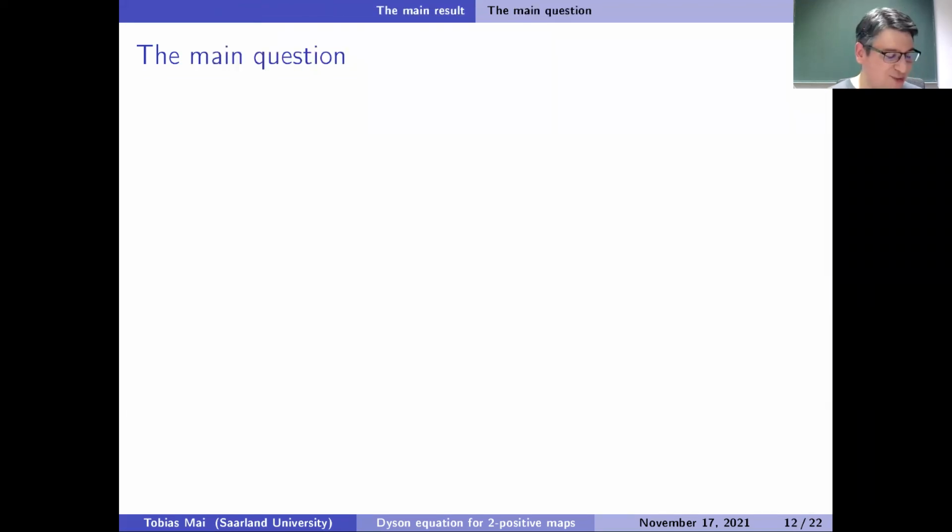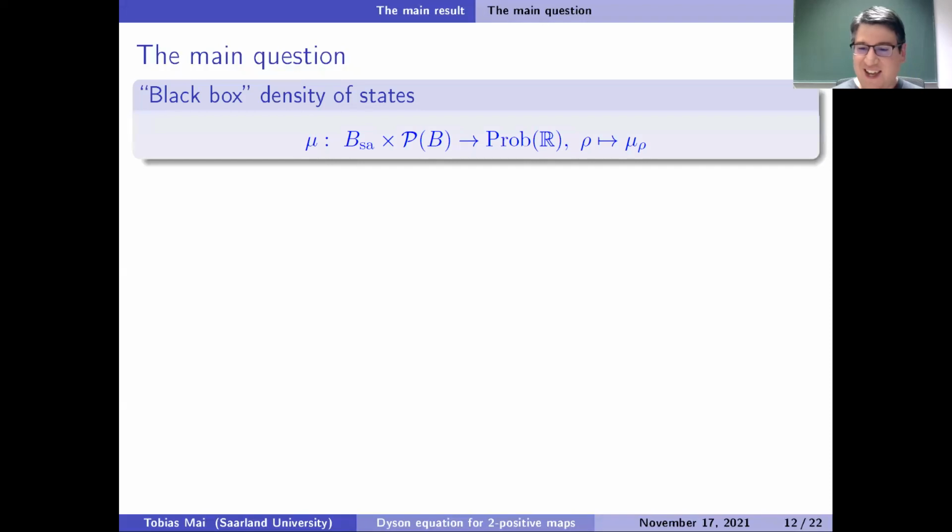Okay, so now it's really time to come to the main question. So we have introduced this kind of black box, this density of states map. So this is called density of states. This goes back to a construction of Alt, Erdős, and Krüger, and we generalized it to the C-star case and to the case of only positive maps. So in this way, we have introduced a kind of mapping, and we would like to understand what actually are the properties of this map.